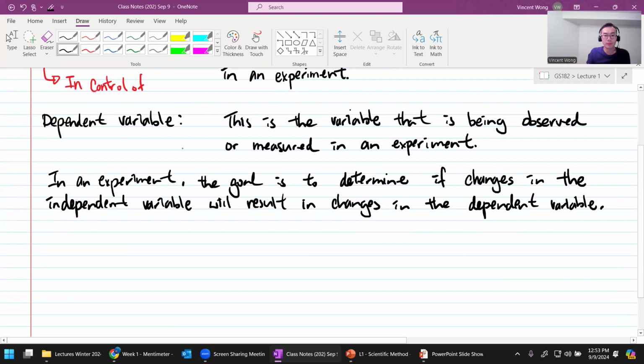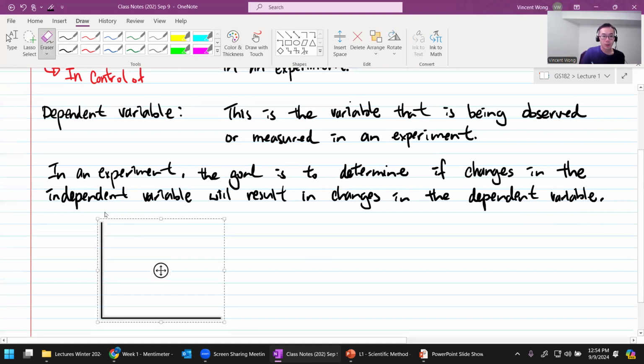So you want to find out if changing the amount of sunlight will affect the height of the plant. You want to know if changing the position of the window, open or close, will change the fuel consumption. You want to know whether taking melatonin or not will change the sleep duration. Right? You want to find out if there is a relationship between the independent variable and the dependent variable. Okay.